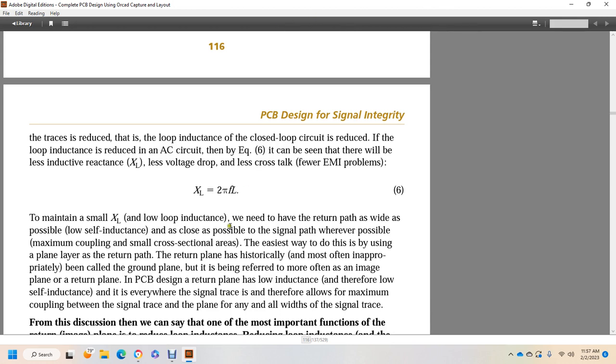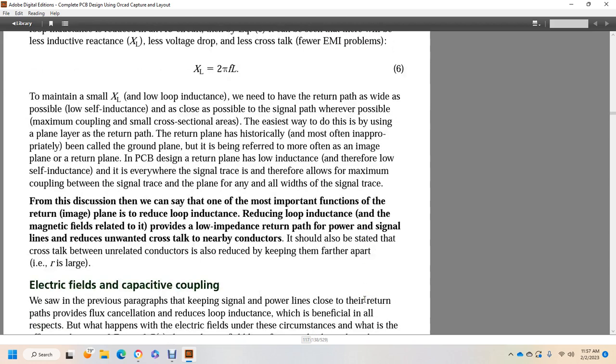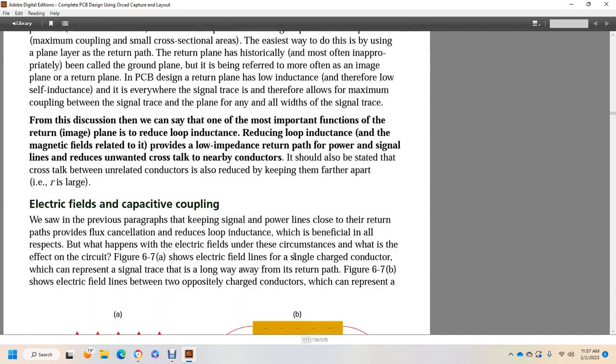In PCB design, the return plane has low inductance, therefore low self-inductance, everywhere under the signal trace, therefore allowing for the maximum coupling between the signal trace and the plane, for any and all widths of the signal trace. From this discussion, then, we can say that one of the most important functions of the return image plane is to reduce loop inductance and the magnetic fields related to it, provide a low impedance return path for power and signal lines, and reduce unwanted crosstalk to nearby conductors. It should also be stated that the crosstalk between unrelated conductors is reduced by keeping them far apart.